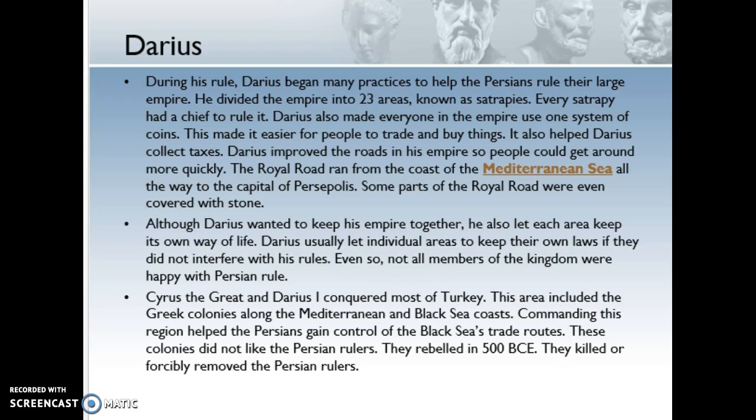Cyrus the Great and Darius the First conquered most of Turkey. This area included the Greek colonies along the Mediterranean and Black Sea coasts. Commanding this region helped the Persians gain control of the Black Sea's trade routes. These colonies did not like the Persian rulers. They rebelled in 500 BCE. They killed or forcibly removed the Persian rulers.